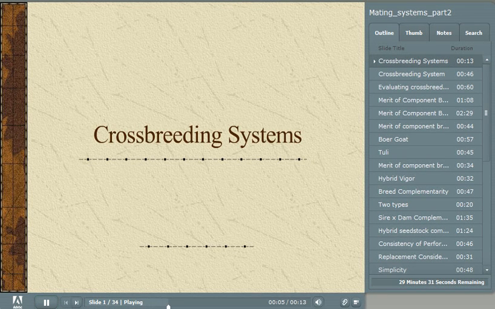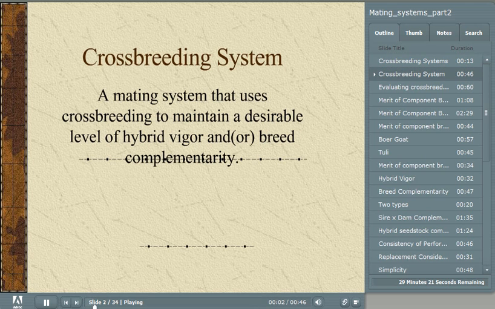This week's lesson will focus primarily on crossbreeding systems and is second in a series of lectures on various mating systems. In the previous lecture we talked a lot about hybrid vigor and what that does to expected performance of crossbred individuals. So a crossbreeding system is a mating system that uses crossbreeding, that is the mating of different breeds, to maintain a desirable level of hybrid vigor and/or breed complementarity.